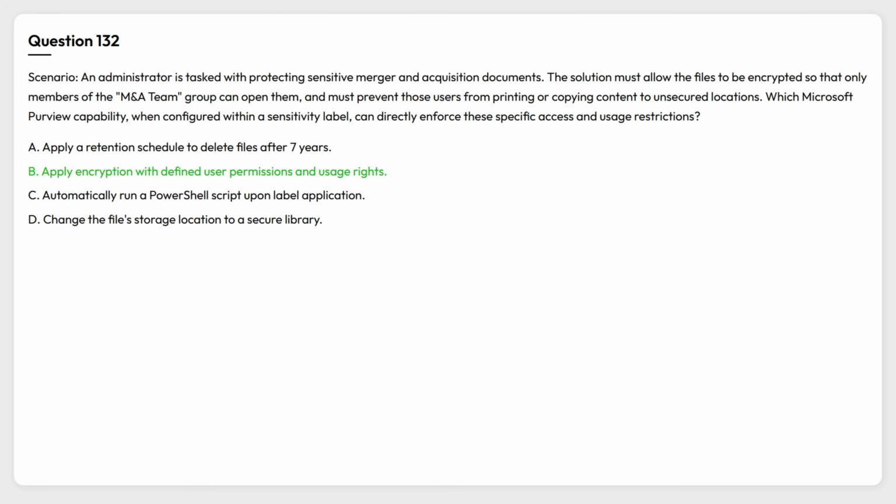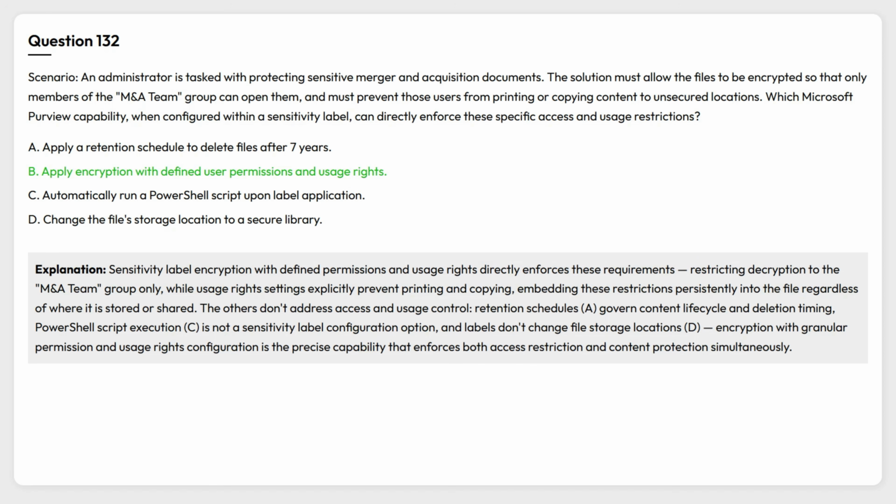The correct answer is option B: apply encryption with defined user permissions and usage rights. Sensitivity label encryption with defined permissions and usage rights directly enforces these requirements, restricting decryption to the M&A team group only, while usage rights settings explicitly prevent printing and copying, embedding this restriction persistently into the file, regardless of where it is stored or shared.